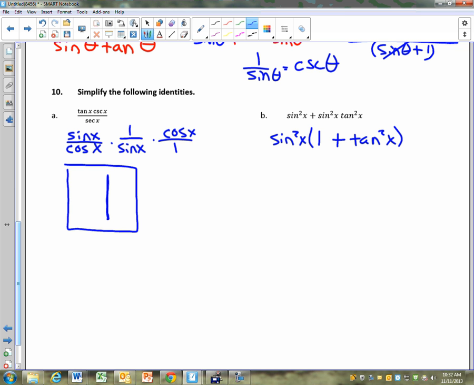Well, what's 1 plus tangent squared? Secant squared. So you get sine squared times secant squared. Well, sine squared over 1, what's secant squared? That's 1 over cosine squared, so you get sine squared of x over cosine squared of x, which is tangent squared of x. Who would have known that sine squared plus sine squared tangent squared ends up being tangent squared? Who would have thought?